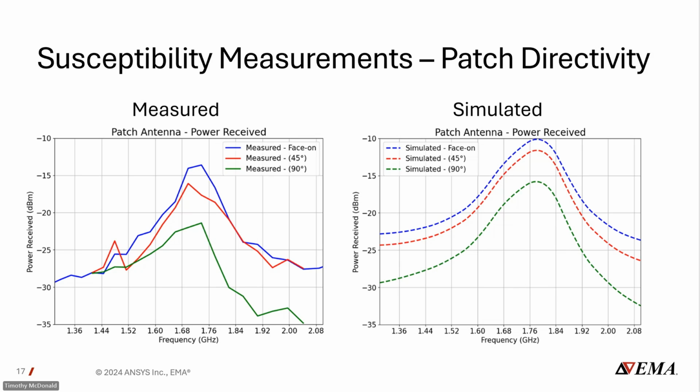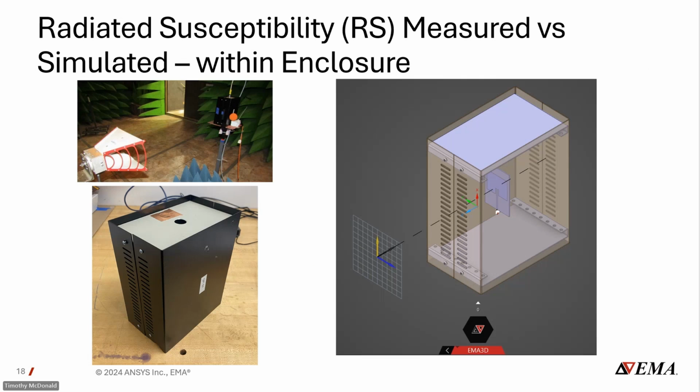But our simulated data in EMC Plus shows a very similar drop in magnitude between those three different simulations, which marks that we are able to accurately represent the directivity of an antenna and a circuit board and understand how the power received from different angles of incidence of electromagnetic fields can change the power received at the PCB, which is, again, very promising.